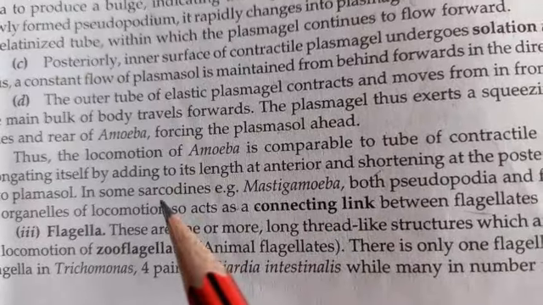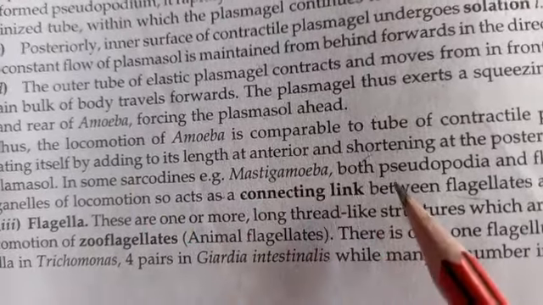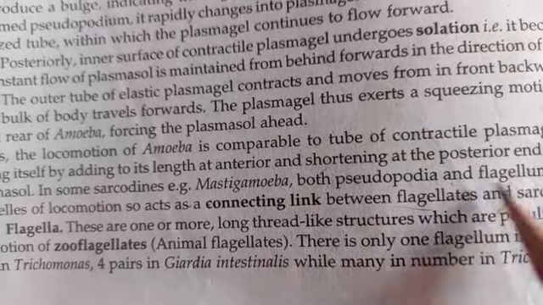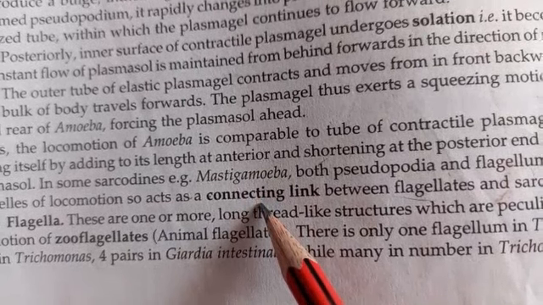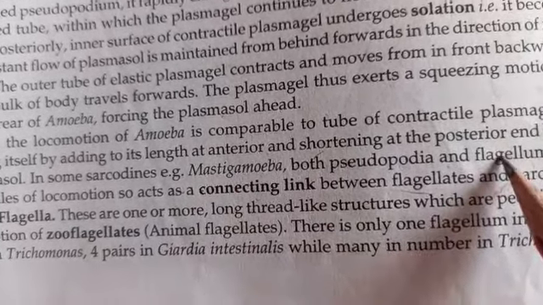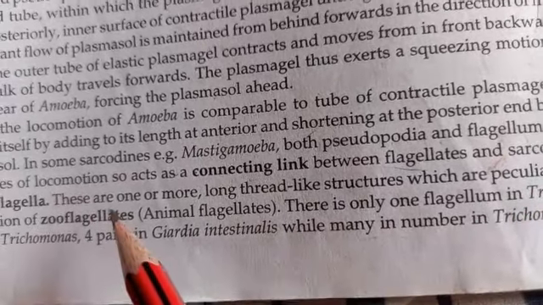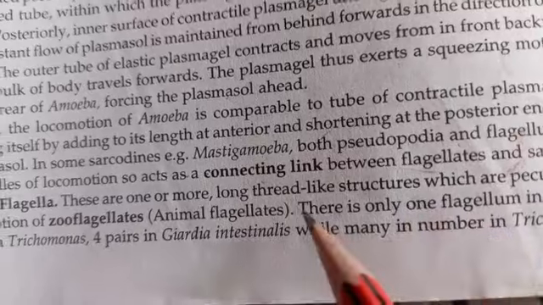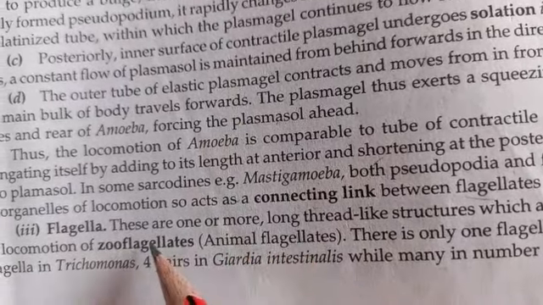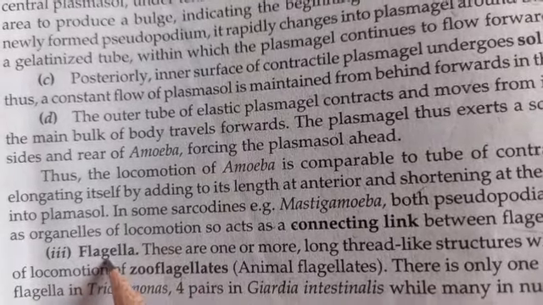Now there are some organisms, for example, in sarcodines like Mastigamoeba, they have both pseudopodia and flagella. So we can say it is a connecting link between what? Between the pseudopodial organisms and the ones with the flagellum, the flagellates and the sarcodines. Okay, and you can say that these thread-like structures which are present, when these organisms have them, are called the animal flagellates. We also call them zooflagellates.